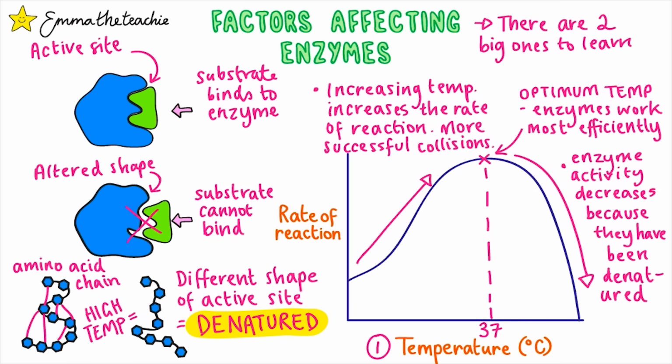This is an important word to learn. When the enzyme is denatured, the substrate molecules can no longer bind to the active site, and the reaction will slow down or stop altogether.